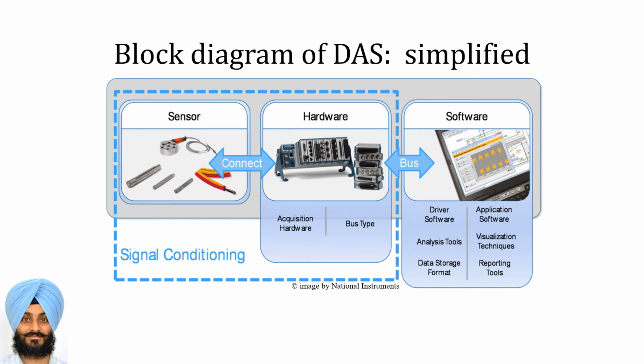This is a very simplified block diagram of a DAS, data acquisition system. Again, three components are there. First one is the sensor, then hardware, and finally software, because we want to show the output or the behavior of the sensor or transducer on the PC.